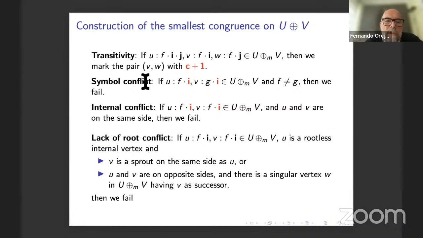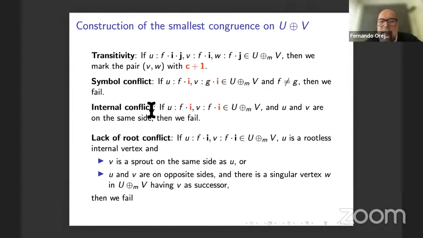So the first one is that if U is labeled by I and V is labeled by I, then they should have the same label. If they have a different label, then they cannot be unified. The two terms cannot be unified, and we would fail.